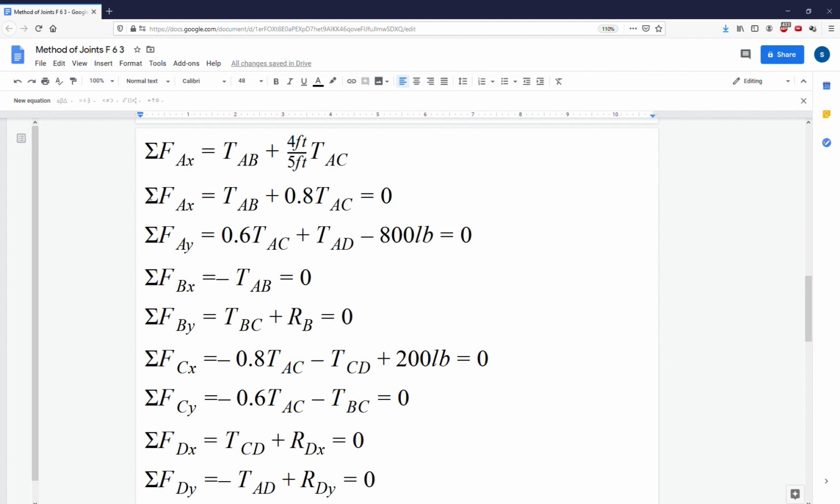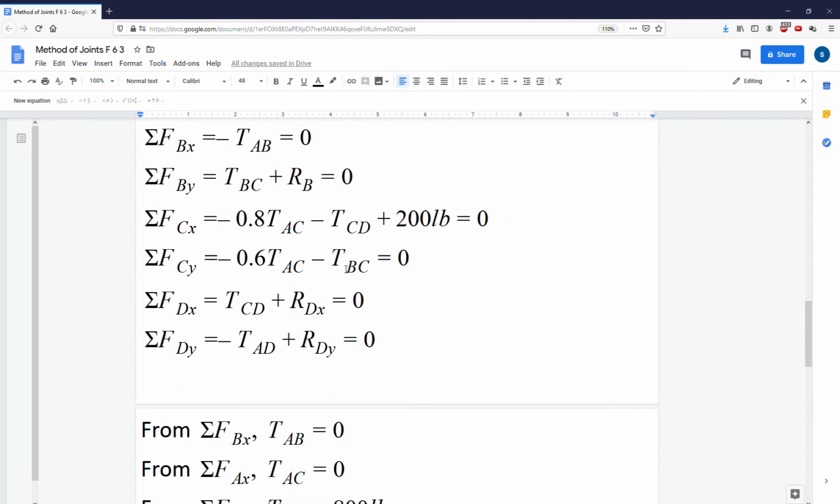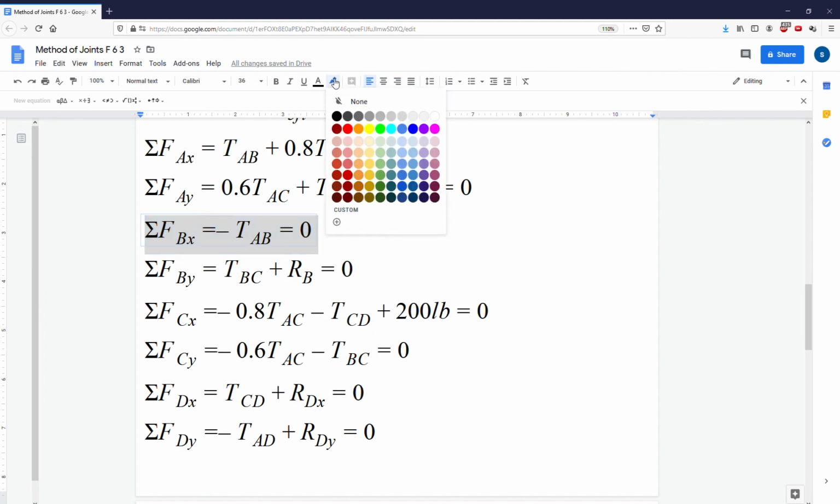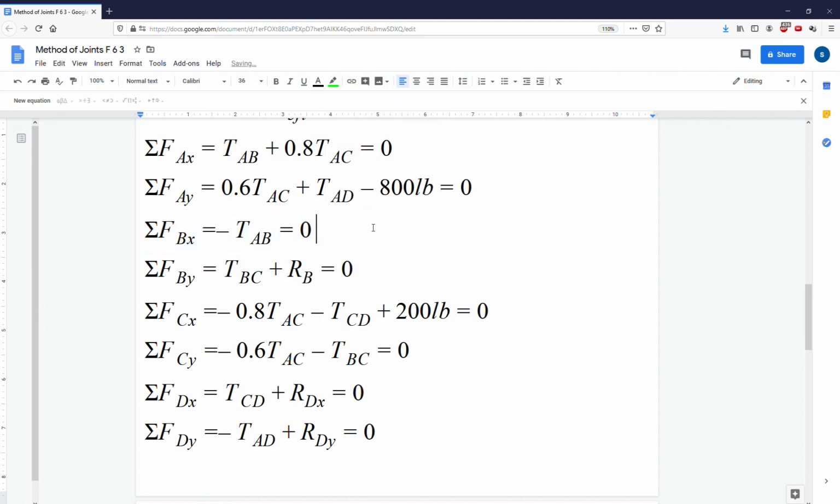So we have a total of 8 equations and 8 unknown values. We can use any method we want to solve these equations, including the RREF method. However, there are parts of this problem that are easier to solve piecemeal. First of all, in the equation for the sum of forces on joint B in the x direction, we can see that TAB must be 0. So I am going to highlight this equation to indicate that we have already used it.